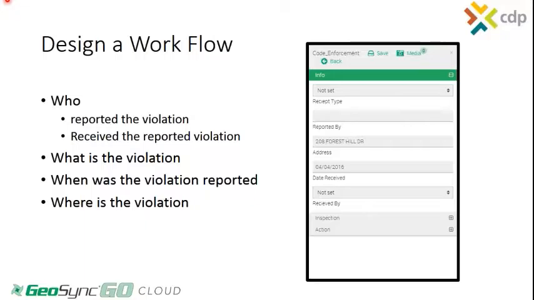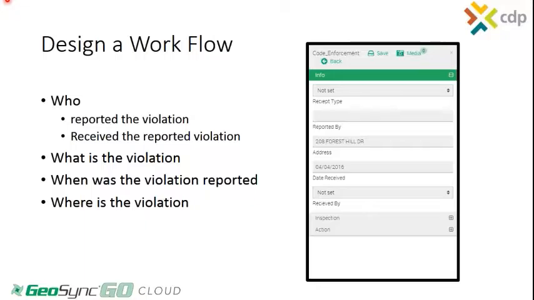We want to know who reported the violation, whether it was one of our codes officers or a citizen calling in, or a verbal report from the citizen. We also want to know who received this report about the violation, in the office or in the field, whether it was a code officer or someone in the office. And if it's a citizen that calls in, or a verbal report, we would like to track who reported this violation.